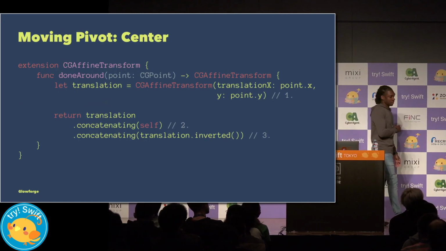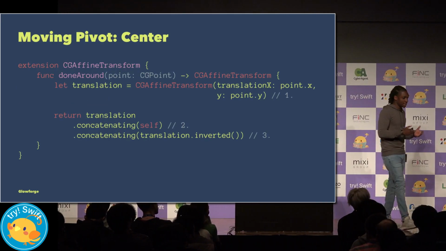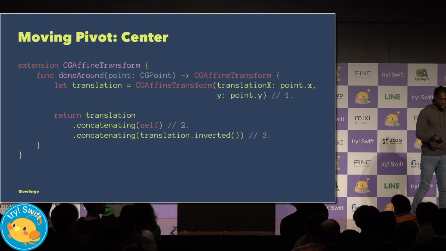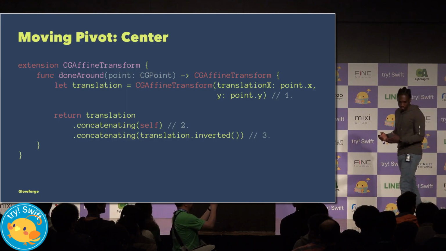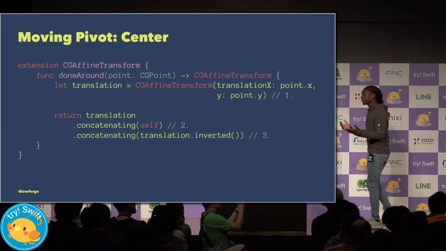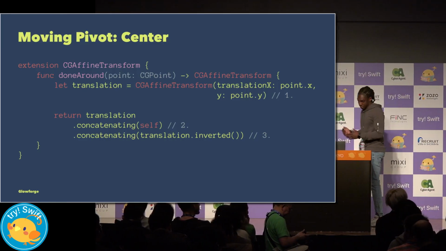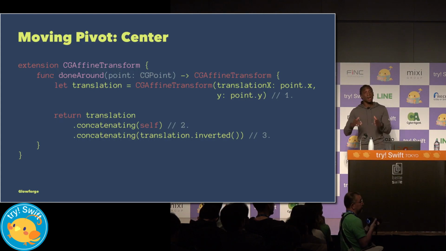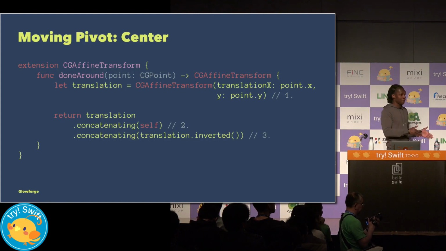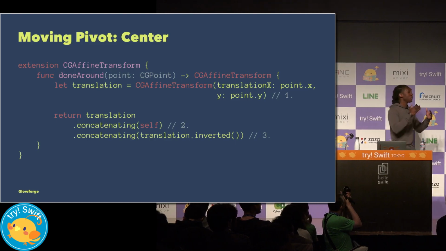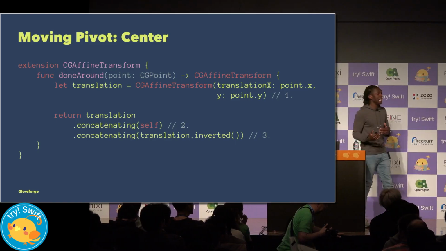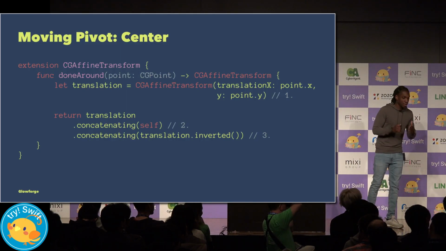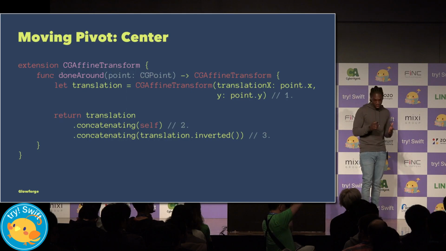So what does that look like? I wrote this extension on CG Affine Transform that looks like this. It takes the point or the center of the view as a parameter. And we use that point, the center of the view, to create a translation. Once we have that translation, we can concatenate the transformation that we got from the SVG file. And once we get that, then we must concatenate the inverse of the translation that we created. And that will give us the transformation that we actually need for our view.